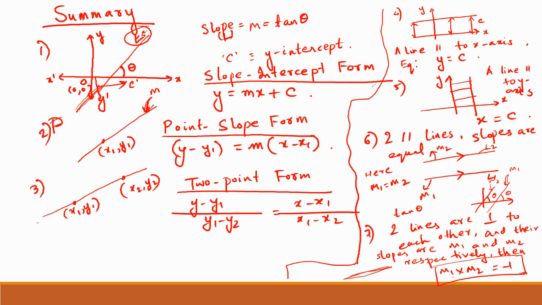If this is a line L1, let's say, just going straight, and this is a line L2, and L1 is perpendicular to L2. Okay, if L1 has slope m1 and L2 has slope m2, then you will get this result, m1 times m2 equals -1. So hope these 7 results: 1, slope intercept form, point slope form, 2 point form equation, line parallel to x-axis, line parallel to y-axis, two parallel lines, the slopes are equal, and two perpendicular lines, the multiplication of the slopes will give -1. Hope you remember these results.